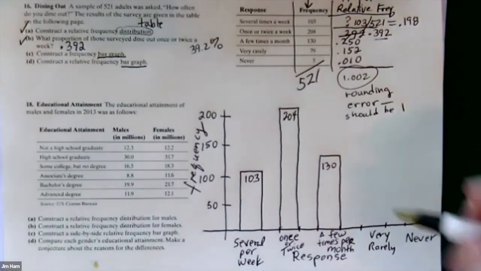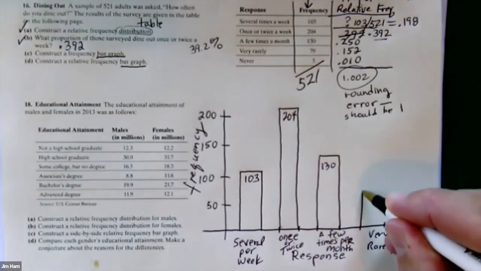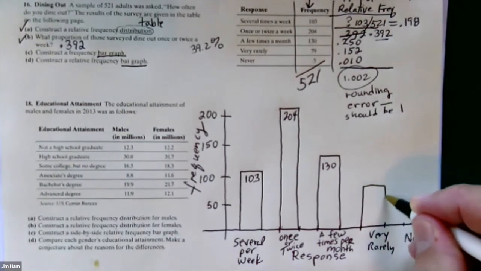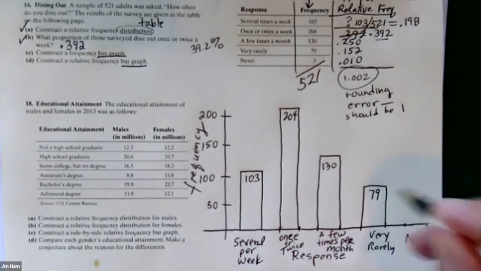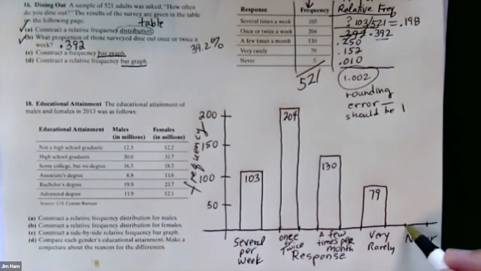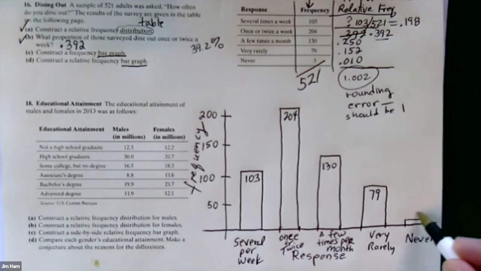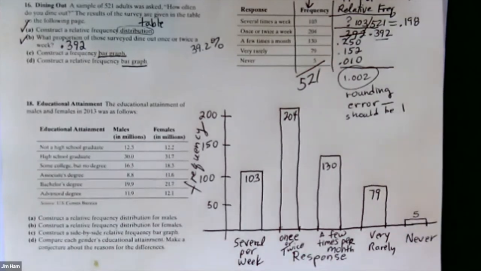Very rarely, 79. Kind of maybe somewhere right in here. And then finally, never is 5, that's way down here. I'll put that bar outside.